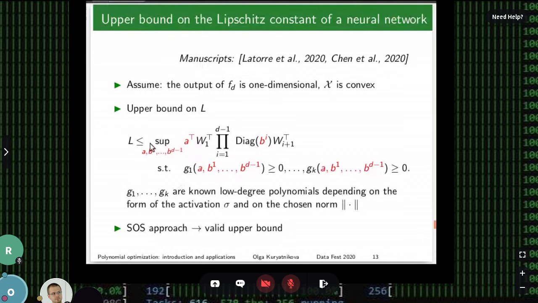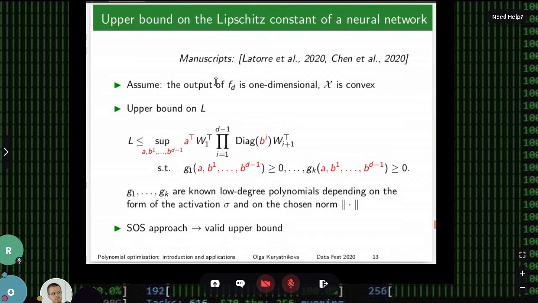And here, initially we dealt with minimization, so we were writing it using a lower bounding approach. Now we deal with maximization, so we will rewrite it using an upper bounding approach. So we will be searching for the best upper bound if we deal with a supremum. And then we can use the SOS approach and Putinar's theorem, for example, as before. And we will obtain a valid upper bound on the Lipschitz constant of a given network.